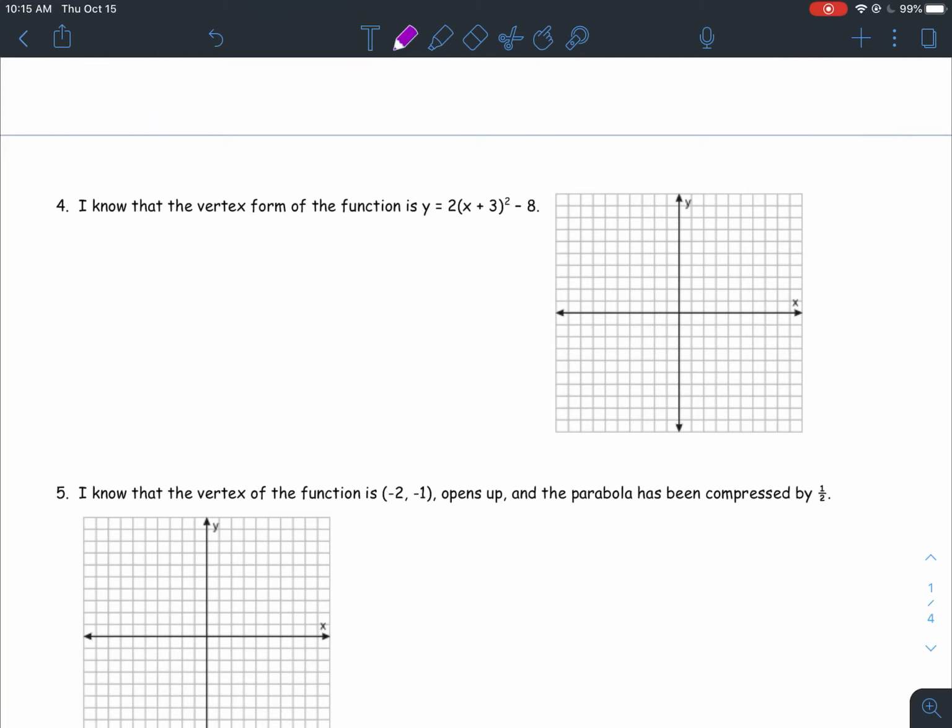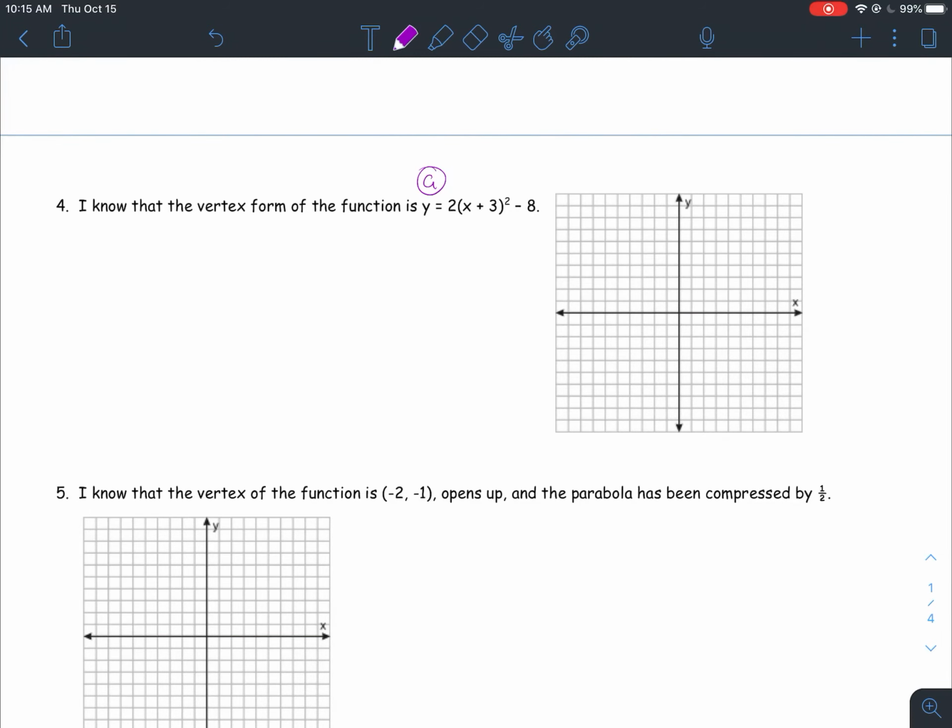All right, next. We know that the vertex form of the function is 2(x + 3)² − 8. So this is the answer to our A, right? We've already got our vertex form. So now we're going to go ahead and find our standard form, all right?